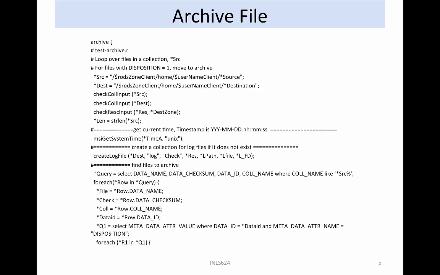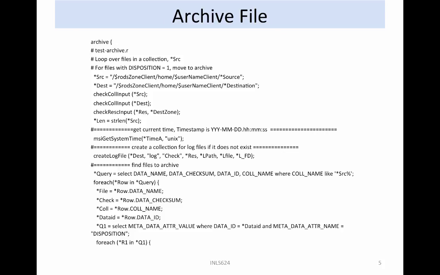The rule test archive.r checks for files with an attribute disposition with a value of 1 and copies the file to an archive. The rule is available in LifeLibZone Home RWMore Rules test archive.r and is shown here. The rule uses 5 input parameters. *res is the storage location where a report will be written. *dest_zone is the data grid zone where the report is written. *account is the file owner. *source is the source collection. And *destination is the archive collection.